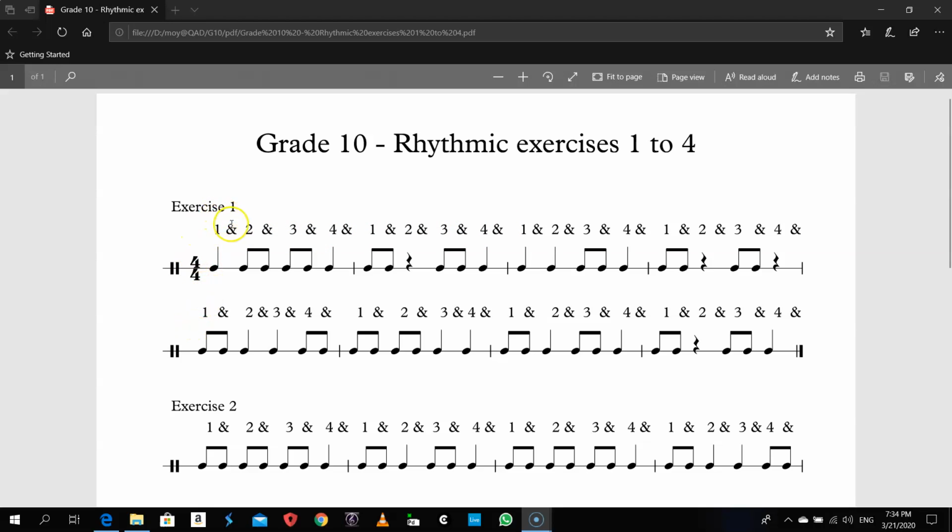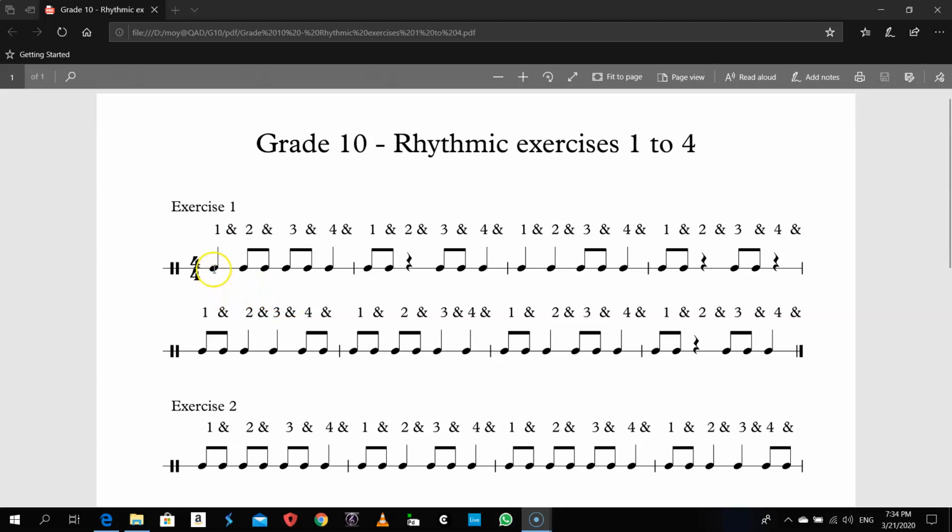Remember to always try and be fluent and count 1 and 2 and 3 and 4 and 1 and 2 and 3 and 4, and then you play either quarter notes or eighth notes on either the downbeat or the upbeat below which they appear, or the ones that they correspond to.